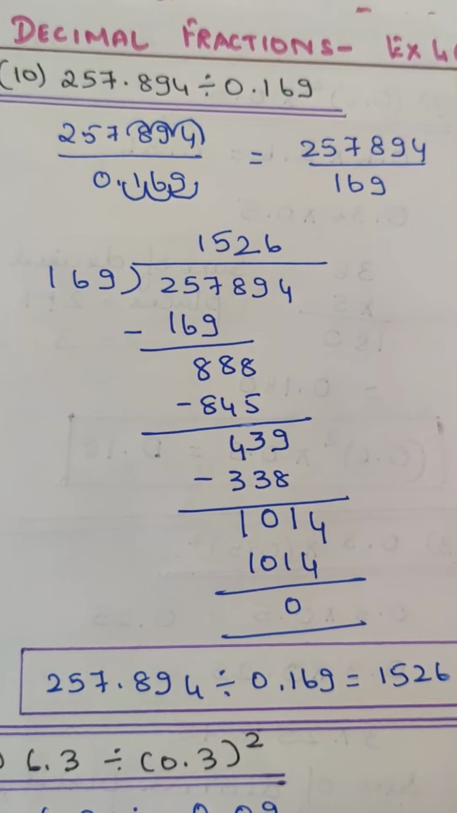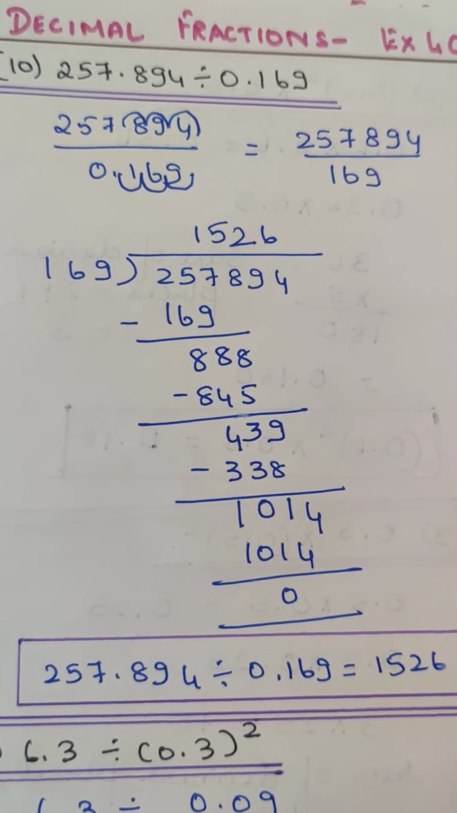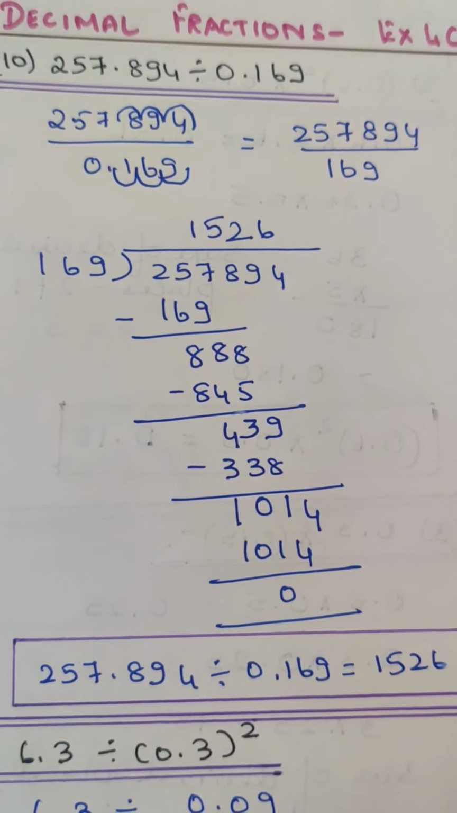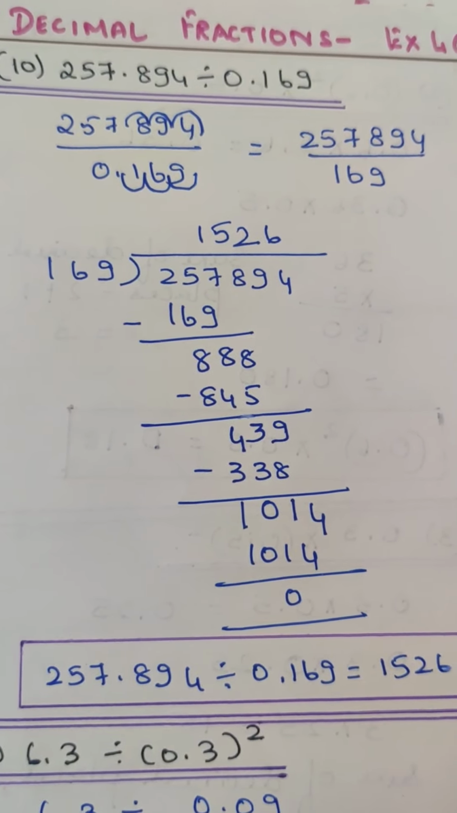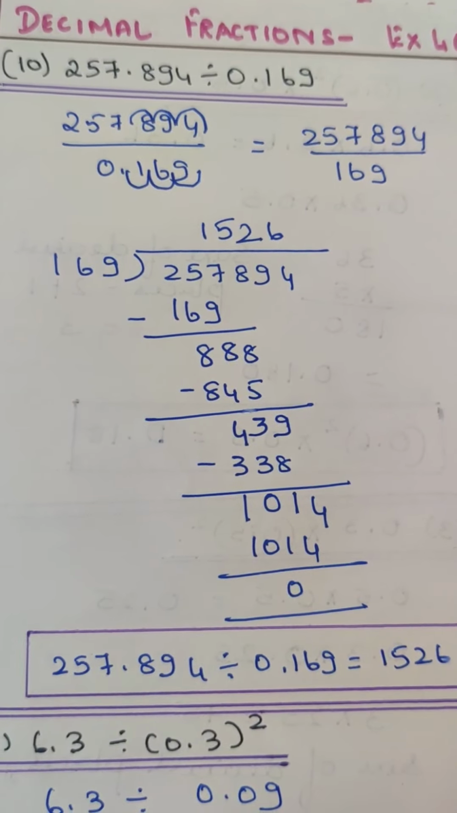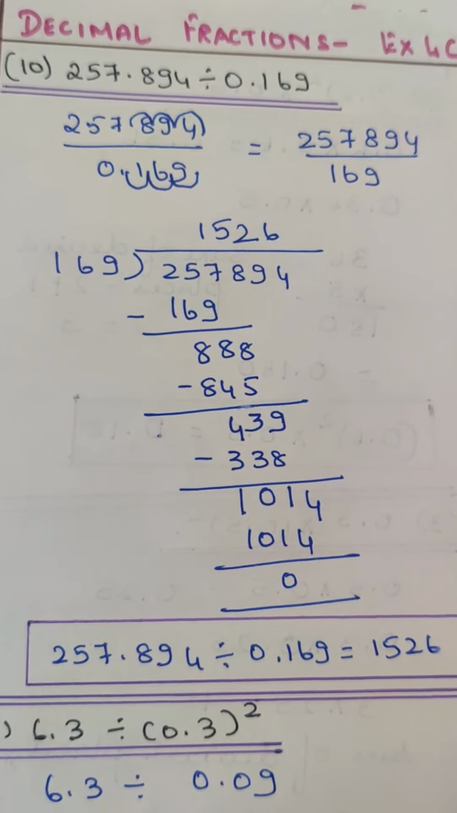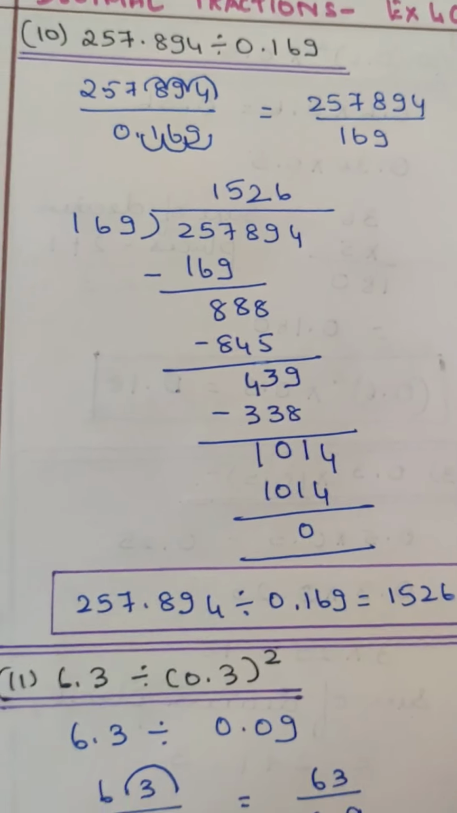So you get the 4 below, and it goes 6 times. So 169 into 6 is 1014. So the remainder completely is 0, and therefore 257.894 divided by 0.169 gives you 1526. Hope this is clear.